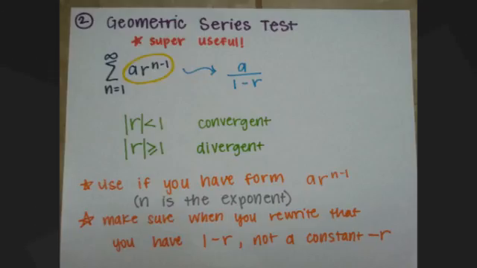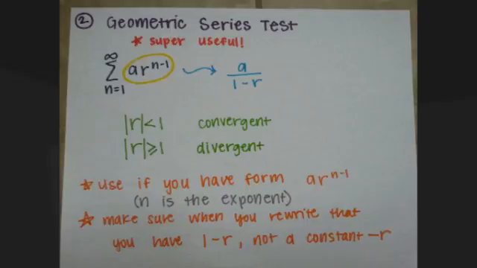Next, let's look at the geometric series test. This test is super useful in looking at power series, which you'll need for further lessons and for sure in the AP test. You can only use the geometric series test if the series is in the form a times r to the n minus 1. If the absolute value of r is less than 1, the series is convergent. If the absolute value of r is greater than or equal to 1, then the series is divergent. The sum of the series will equal a over 1 minus r.